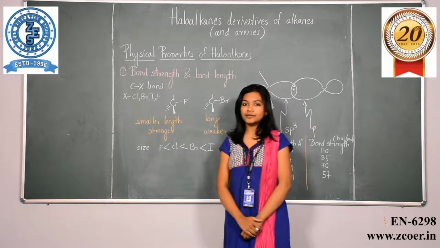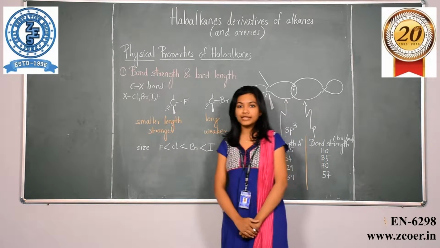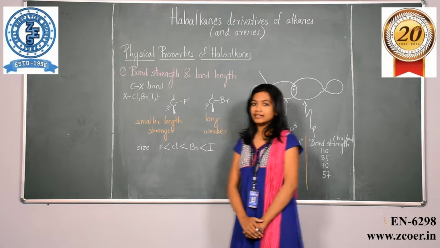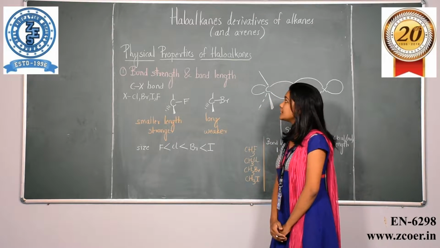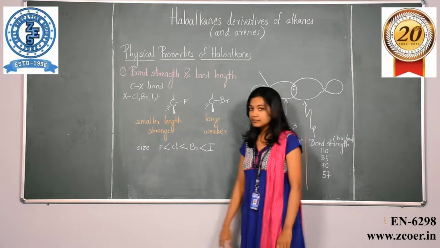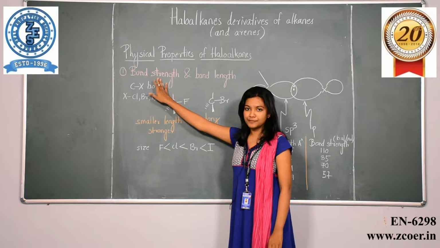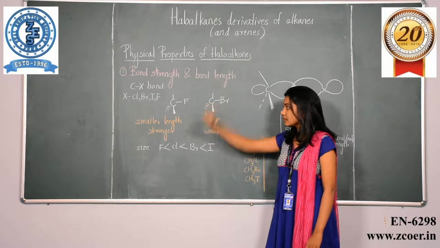We will see a chapter of organic chemistry, that is haloalkanes, which are the derivatives of alkanes and arenes. In that, we will focus on the physical properties of haloalkanes. In that, we will see the first physical property, that is the bond strength and the bond length.